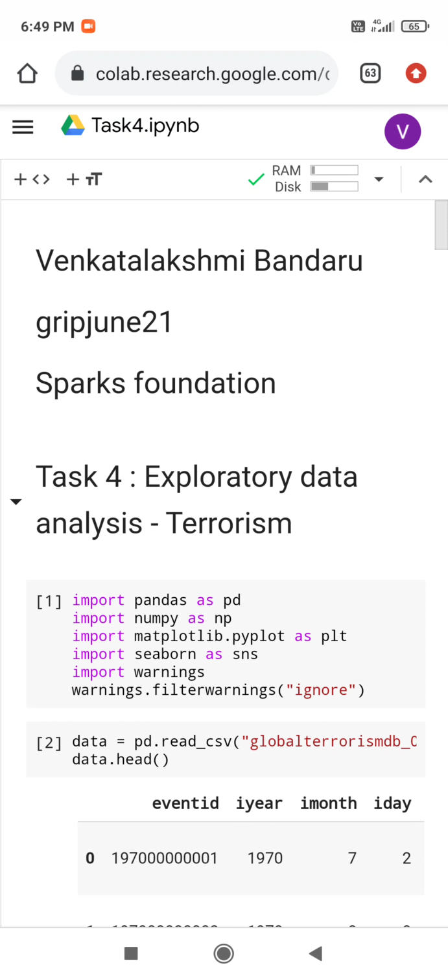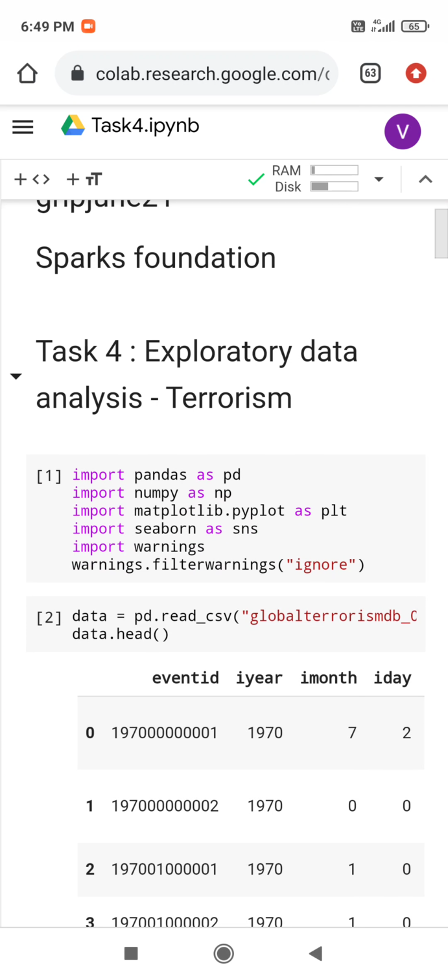I'm here to present Task 4, that is exploratory data analysis of terrorism. Here I'm doing a survey on the terrorism data set. So based on that report, I write the code.